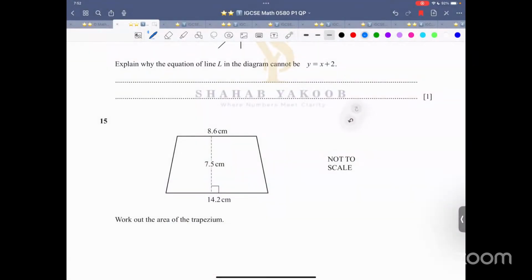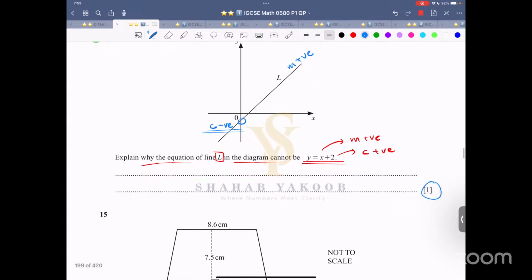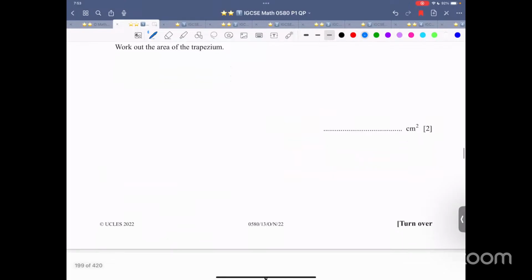Let's look at this. Now a conceptual question. Explain why the equation of line L in this diagram cannot be y equals x plus 2. Over here, the gradient is positive and the y-intercept is positive. In the diagram, the gradient is positive, but the y-intercept is negative. That's why it's not this equation. The diagram does not correspond with the equation. Is this all clear? So now let's move on and remove this basic question.